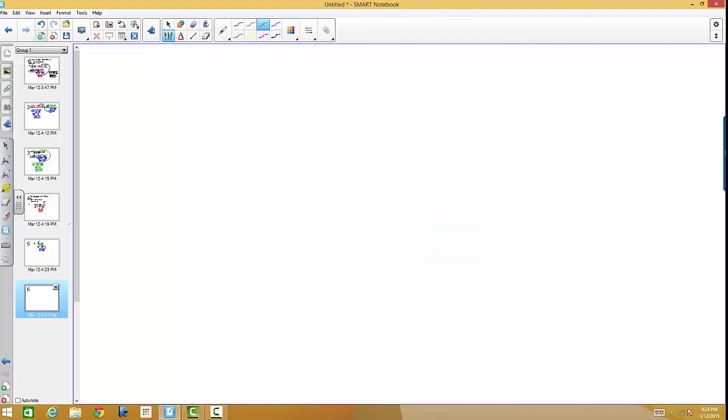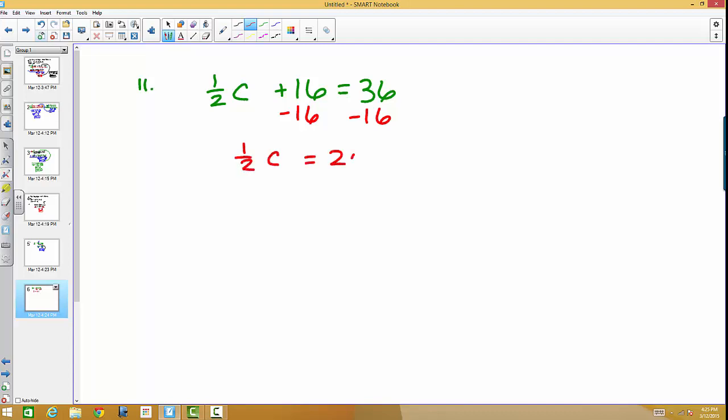11. Jill sold half of her comic books, and then she bought 16 more. She now has 36. How many did she begin with? All right, so to solve this, the first thing you get rid of is 16 through subtraction. So we have 1/2 times C equals 20.